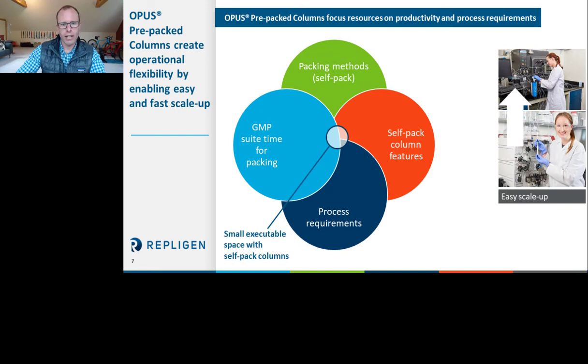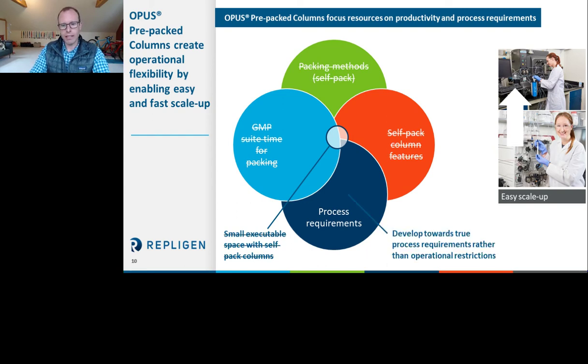We no longer have to worry about things like packing methods or self-pack column features. We can eliminate those as variables and focus on the things that we need to do to make our process successful. That can also eliminate GMP suite time for packing, something that we see as a common bottleneck in many of our customers. So again, eliminating some of these things that are here on the slide allows you to focus on what's most important in developing your process, not necessarily the nuances of column packing.